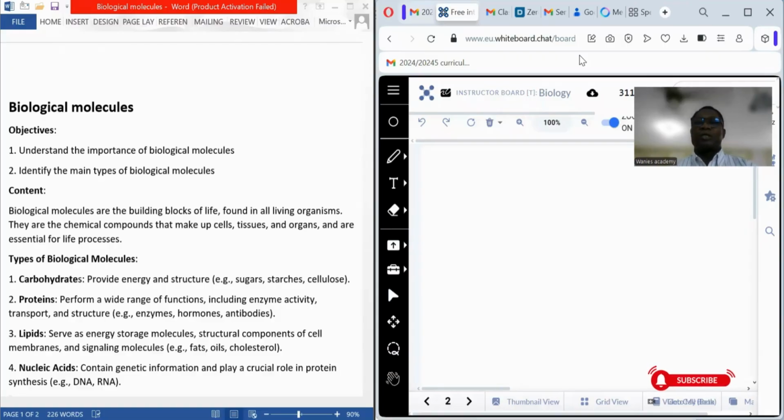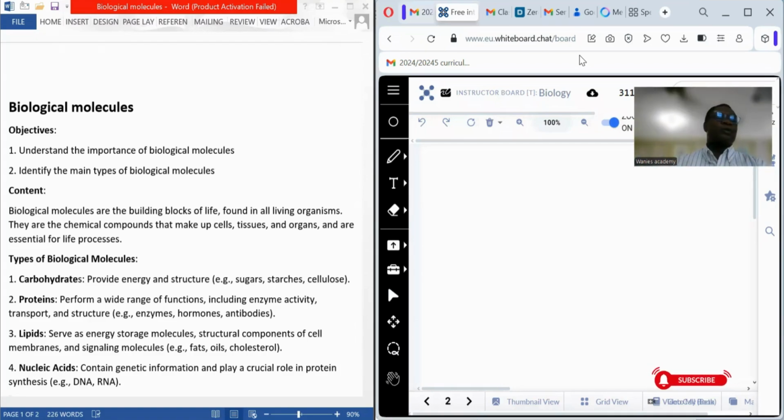Today, in our biology class, we're treating the topic biological molecules. At the end of today's class, you should be able to understand the importance of biological molecules and identify the main types of biological molecules.